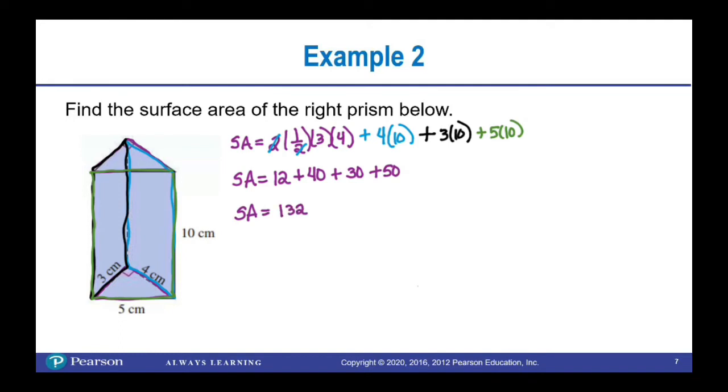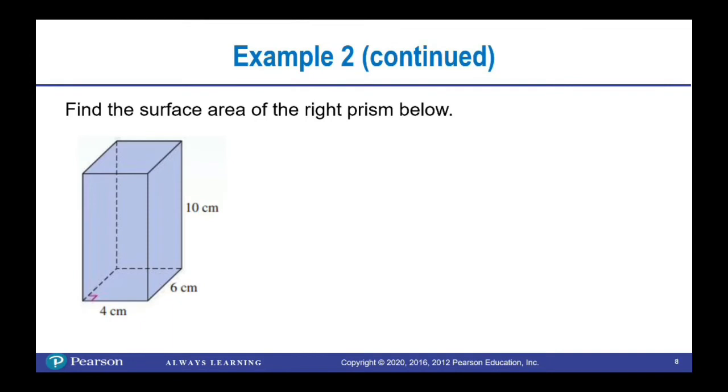And again, I need to think about my units. My units here are centimeters. And so when I multiply to find the area, I have centimeters times centimeters gives us square centimeters. Look at the next part of example 2.